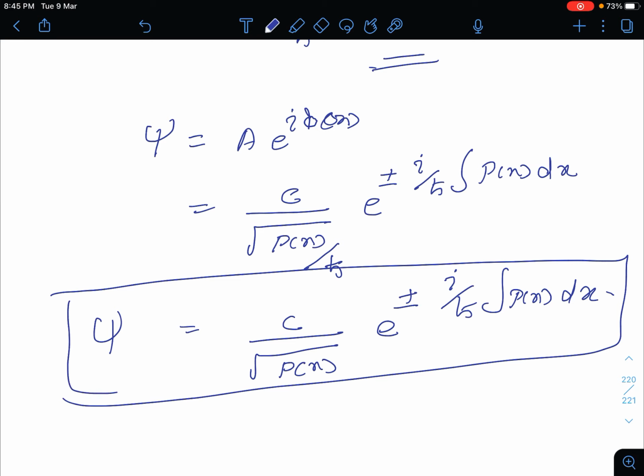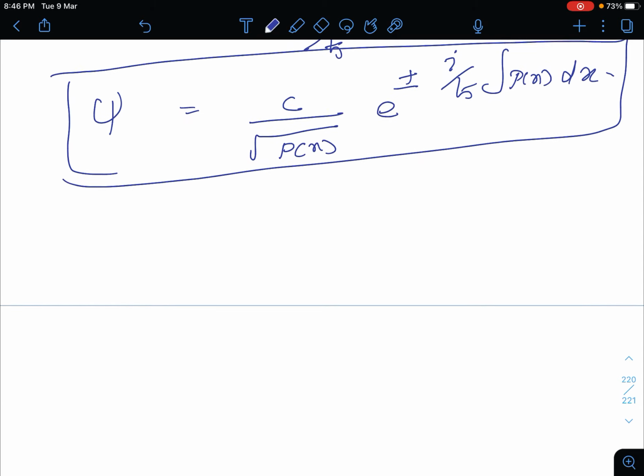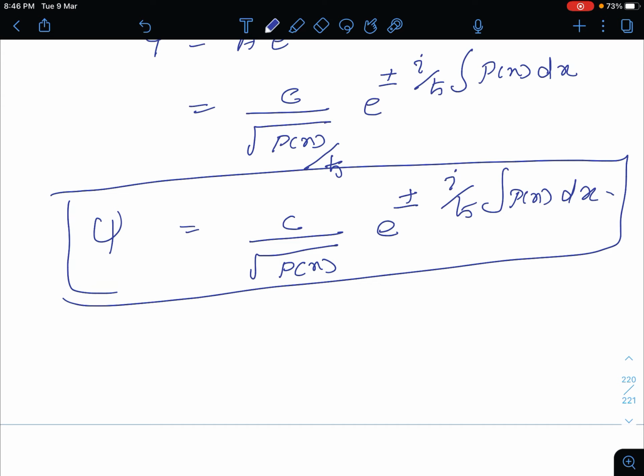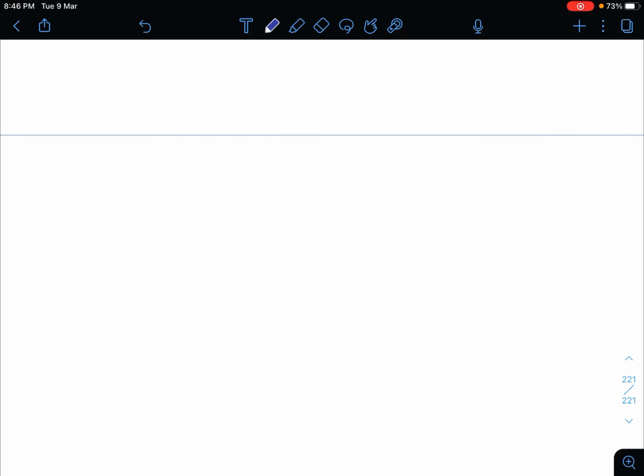Is it clear? So if I normalize this, you can find out the psi, I mean c and everything. Okay, so no problem. So this is how we will be finding out the wave function in a problem like this. Let's go for the tunneling. First example as tunneling.